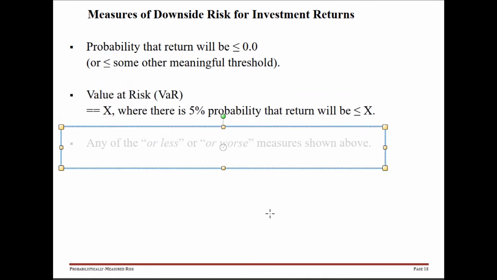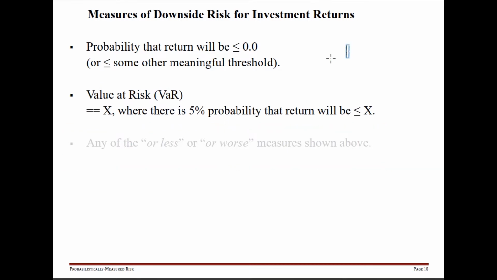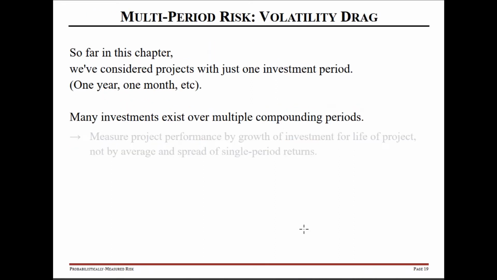Also, we did look a lot, and we do in further chapters, at value at risk. And value at risk is that quantity X where there's a 5% probability the return will be less than or equal to X. And any other or less or worse measures we could think about.